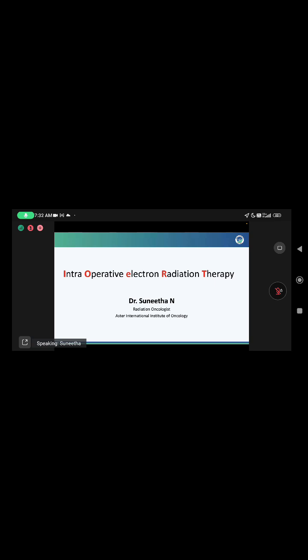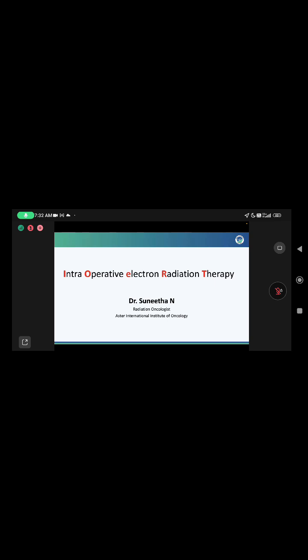Good morning, everyone. I'll be starting with intraoperative radiation therapy. Before going to intraoperative electron radiation therapy, I'll give a brief introduction of intraoperative radiation therapy. Electron radiation therapy is a part of intraoperative radiation therapy. As the name suggests, we deliver the radiation, adjuvant radiation, inside the OT when you open up the tumor bed. This can be delivered by different means.